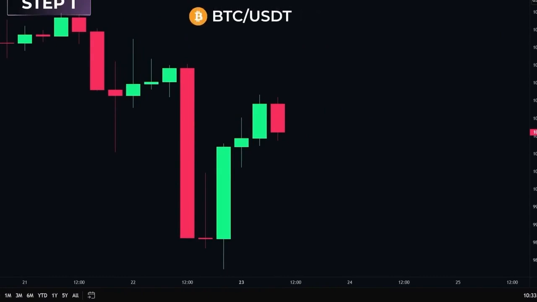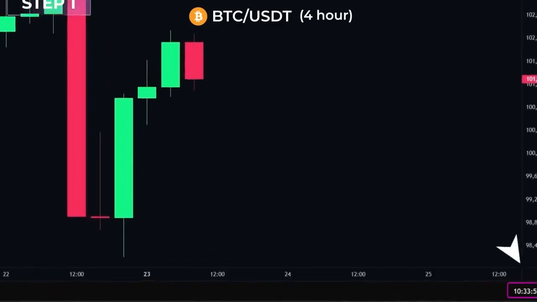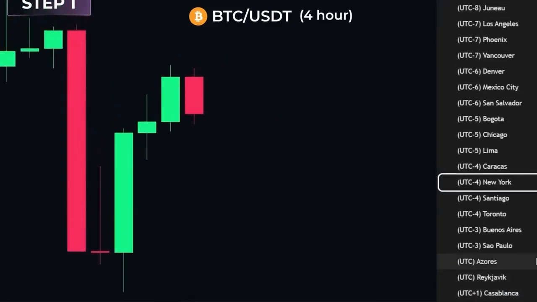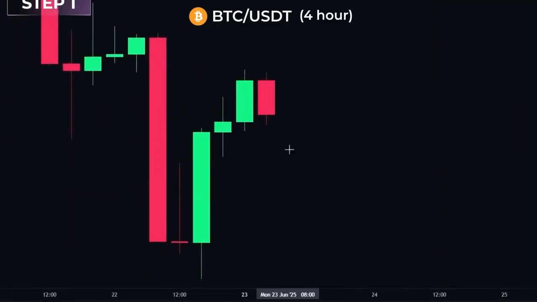Then, make sure the time frame is set to 4 hours, which means each candle represents 4 hours of price movement. Next, go to the time zone setting on the bottom right corner of the chart and select New York time. Now this step is very important because we want the first 4-hour candle to be based specifically on the New York time.